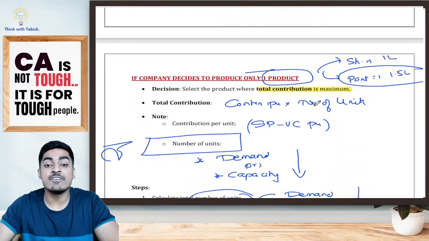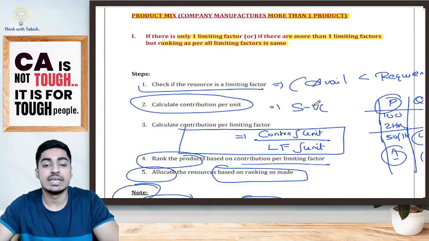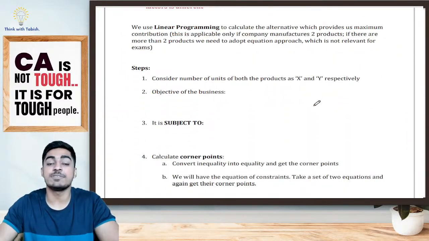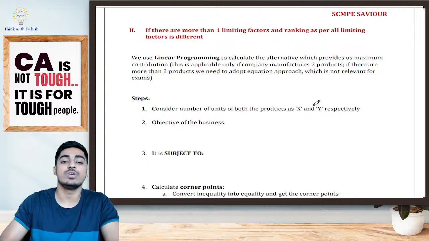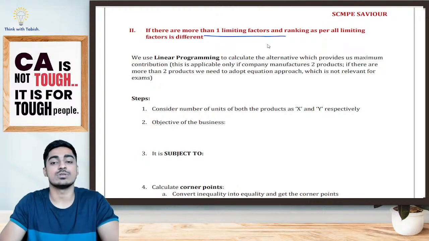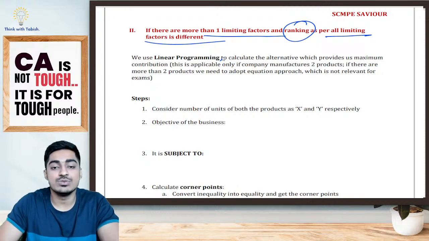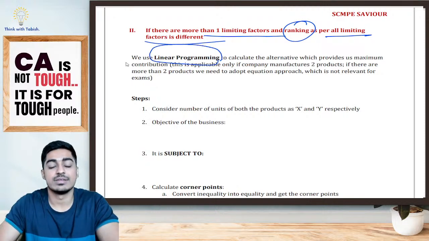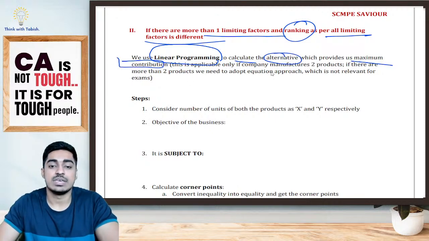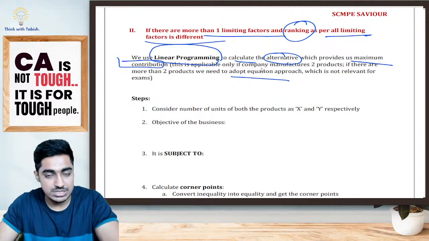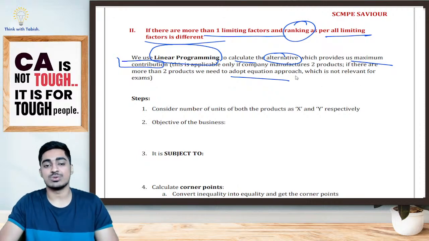But if we have multiple limiting factors and rank as per all the limiting factors is different, then what do we do? We use linear programming to calculate that set of alternatives which provides us the maximum contribution. Yes, it is applicable only if company manufactures two products. If there are more than two products, we need to adopt equation approach. Equation approach is not relevant for the examination. There is only LPP.